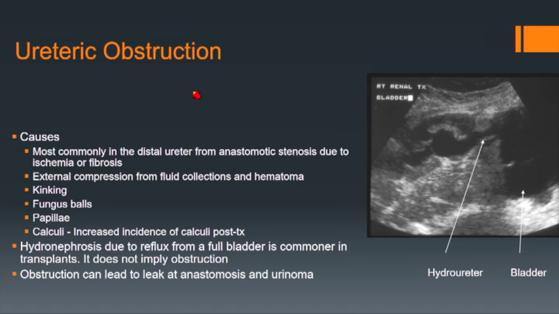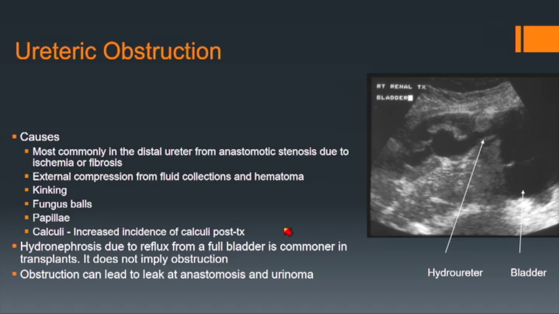Ureteric obstruction in a transplant has multiple causes, but it most commonly occurs in the distal ureter at the anastomotic site due to ischemia or fibrosis. It can be caused by external compression from fluid collections or hematomas, from kinking, fungus balls, papillae, or calculi, and there's an increased incidence of calculi in transplants.